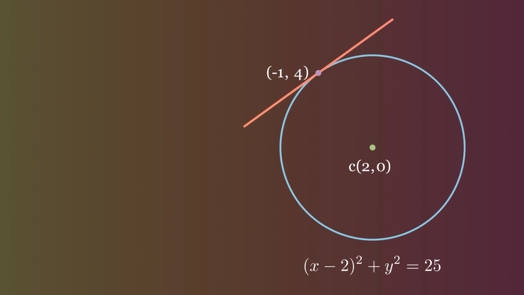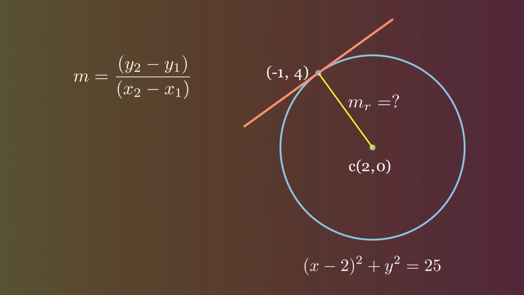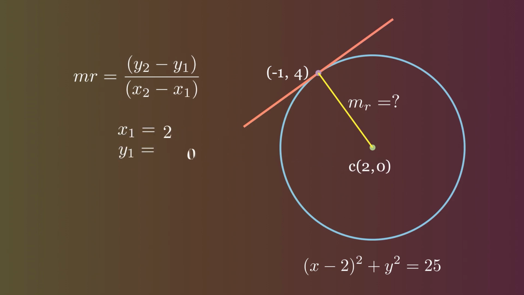Then, let us find the slope of the radius. To find the slope of the radius, we will use the formula slope = (y₂ - y₁) / (x₂ - x₁). x₁ and y₁ will come from the center of the circle, while x₂ and y₂ will come from the point of tangency. So the slope of the radius is (4 - 0) / (-1 - 2), which is equal to -4/3.